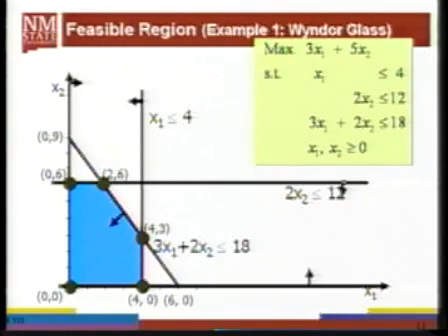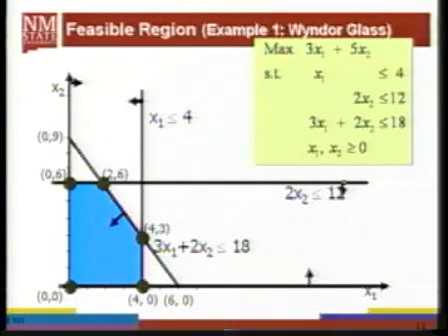So we have only 5 corner points, extreme points, like this. The next step: because we already identified the feasible region for this window glass problem, now we search for the optimal solution, which will be the point in the feasible region with the largest value of z equals 3x1 plus 5x2.